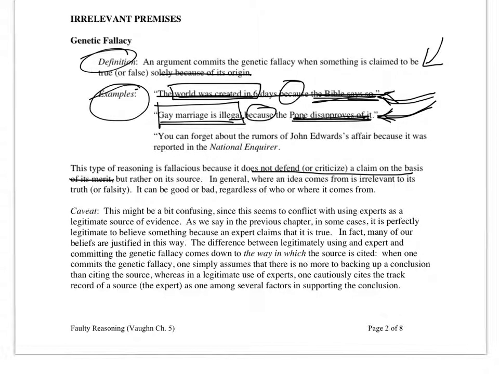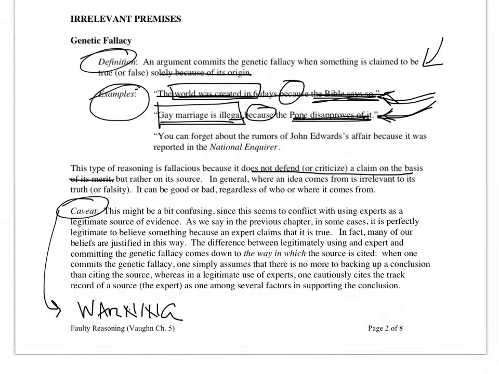Now, with every informal fallacy, there is what's called a caveat. This is the Latin term for warning. I don't think the textbook does this very well, but I put these in here to demonstrate that sometimes appealing to origin is a legitimate way of reasoning. In other words, it's not fallacious when you do that.